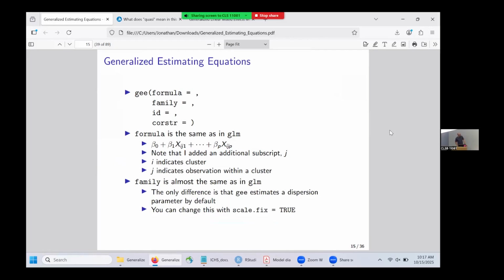Family is almost the same as in glm. The only difference is that gee always estimates a dispersion parameter. It does that by default. So you could change it with scale.fix equals TRUE if you wanted to not work with a quasi-likelihood, but work with an actual likelihood. But if you don't make any changes, it's useful to know that gee is going to always use this quasi framework for estimation.